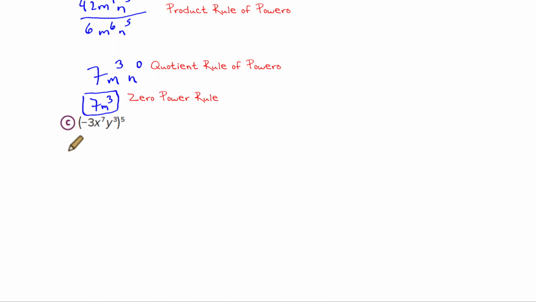By the way, I'm going to rewrite C because there's no exponent on here. And we have to use our parentheses as our friends. So check this out. We have a -3. And that doesn't have an exponent on it. So I'm going to put a 1 up there.